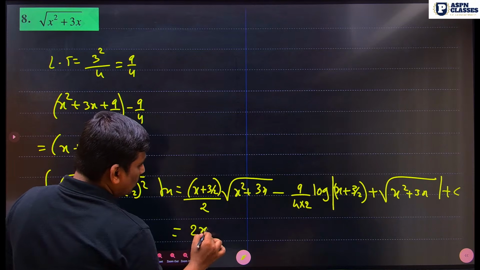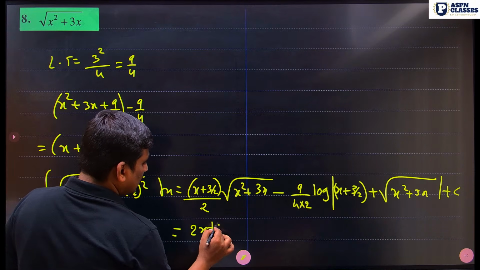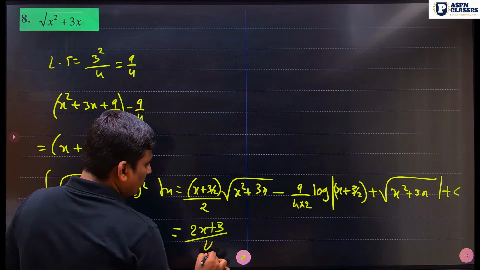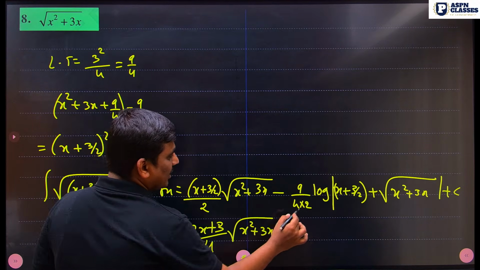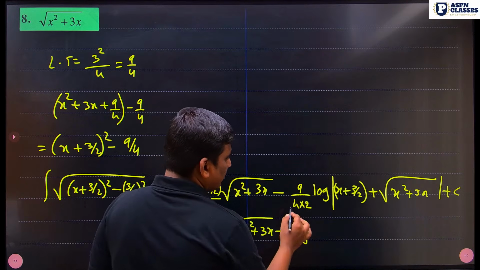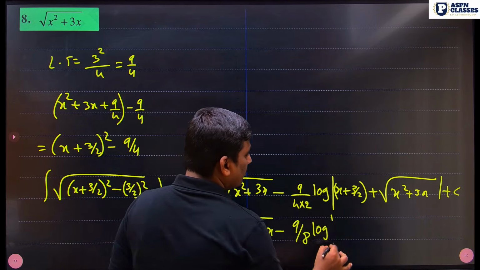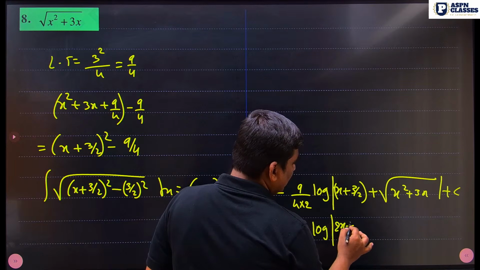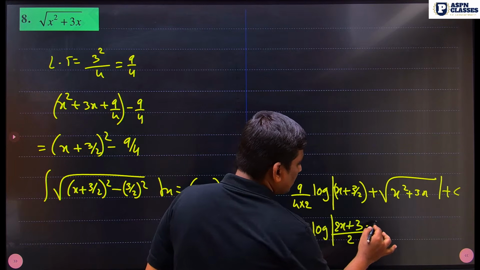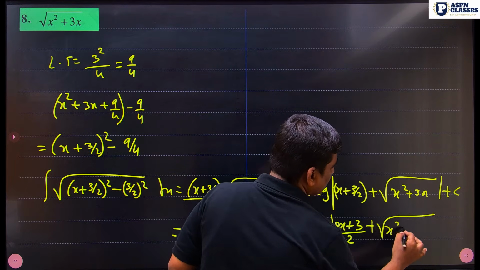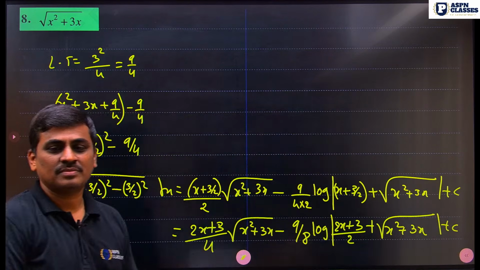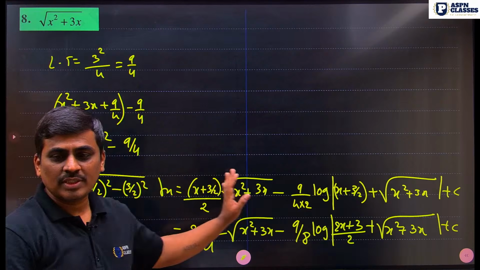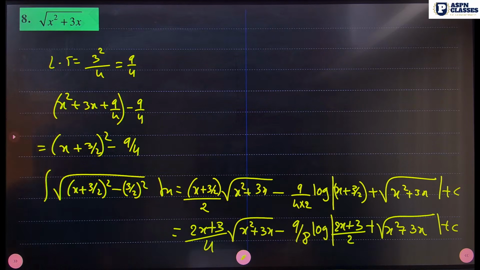2x plus 3. 2 into 2 is 4. Here the question: x square plus 3x minus 9 by 8, 4 into 2 is 8. Log of mod of, again you take LCM here, which means 2x plus 3 divided by 2 plus square root of x square plus 3x, plus c. That is a simple question. Okay, so did all of you understand this result? Yes.